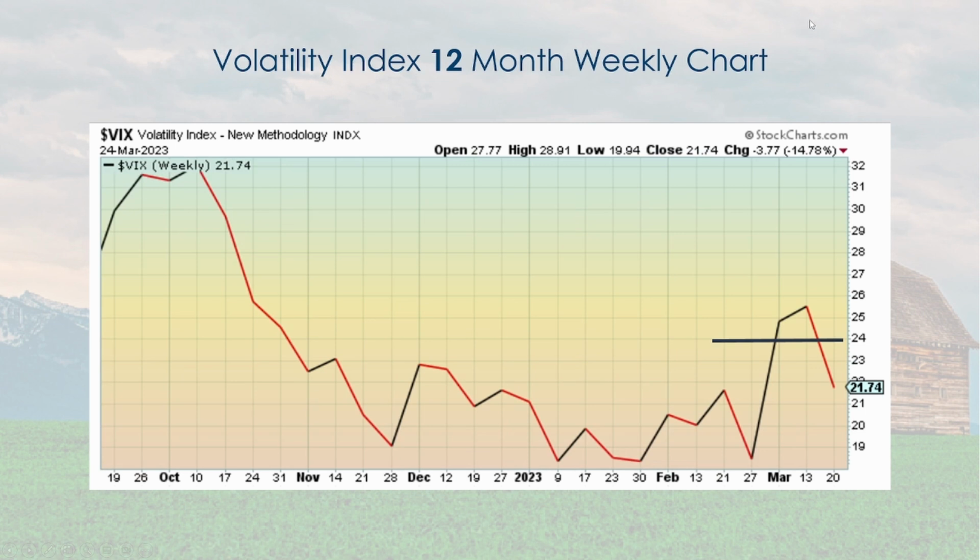Volatility index. As risk was entering the market, up until a week ago, the volatility index was starting to rise. And now, because this last week was more positive than negative, the volatility index has dropped quite a bit, from greater than 25 down to 21.74. That's a pretty big drop. So it says that volatility, at least for right now, in the short run, has started to be reduced in the market.